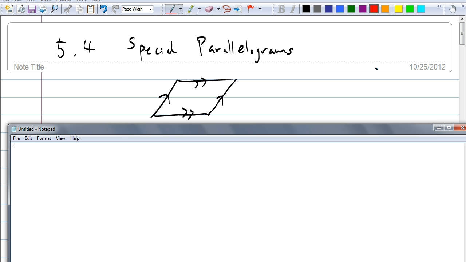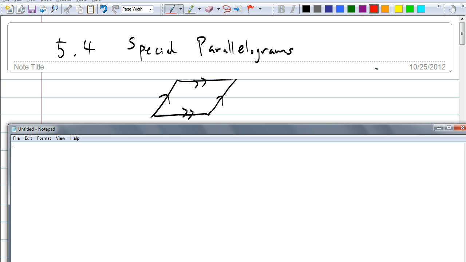It's the opposite sides are... Okay, so we just talked about that. Yes, both the opposite angles are congruent. What else do you know about parallelograms? Diagonals of parallelograms bisect each other, is correct.